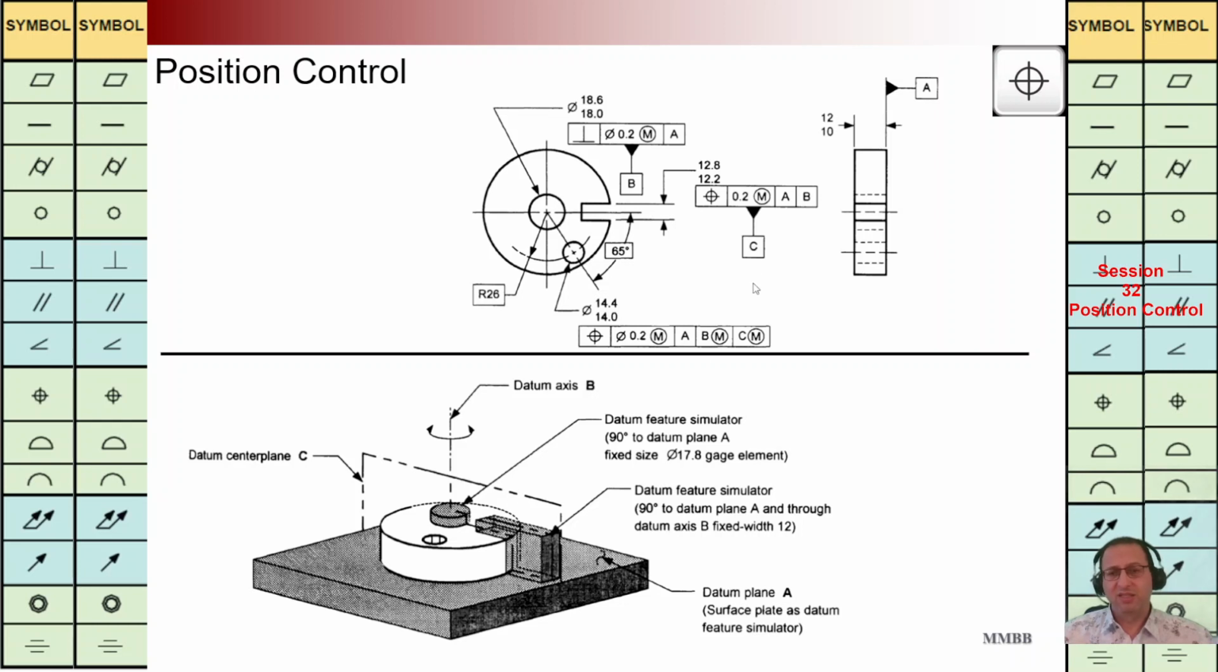And then we have C, and also we are going to have modifier. For C, we are going to have this gauge, let's say 12.2 minus 0.2. We are going to have the maximum material size for this. In this manner, we are going to have these two gauges.